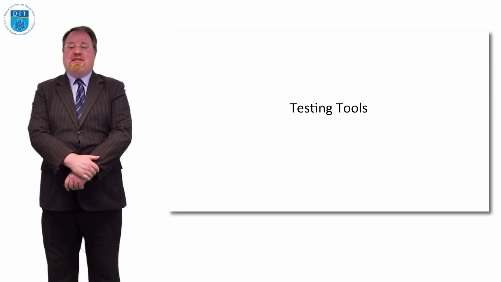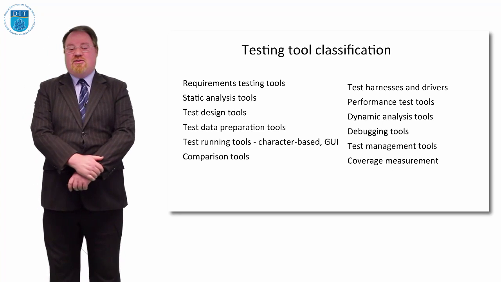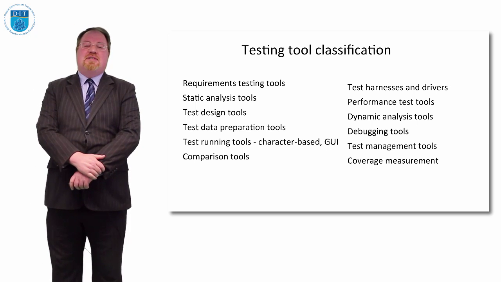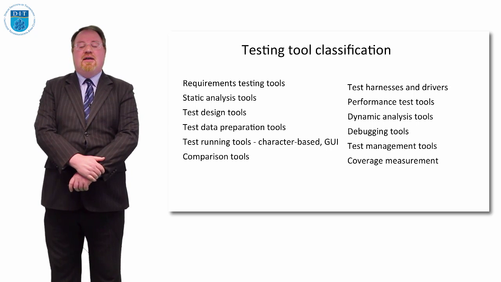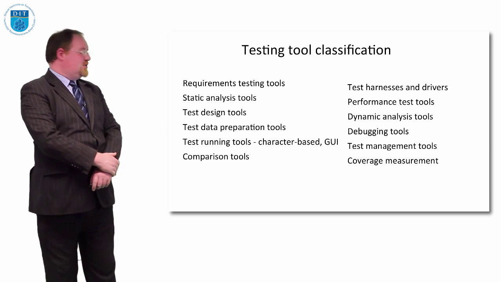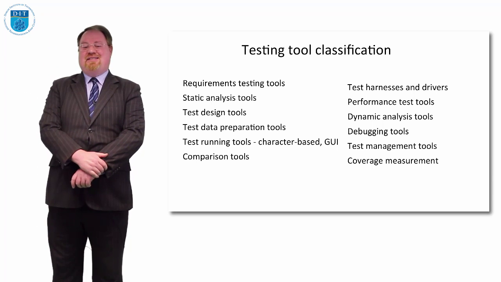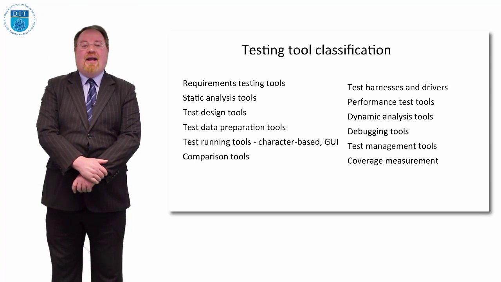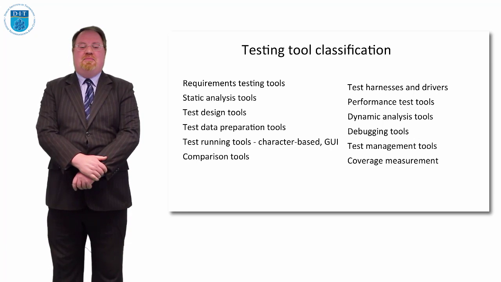So in part 2 we're going to look at testing tools. So what are testing tools? Well, there's a range of tools that help you in testing. There are tools for requirements testing, static analysis, design, data preparation, test running tools, comparison tools, test harnesses, performance test tools, dynamic analysis tools, debugging tools, test management tools, and coverage measurement tools. So let's look at each one of them one at a time.